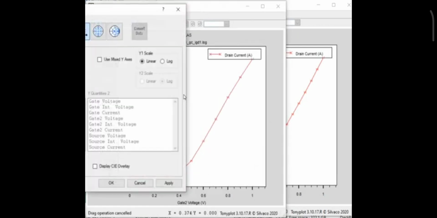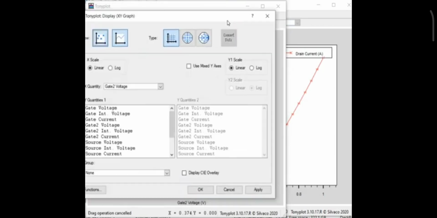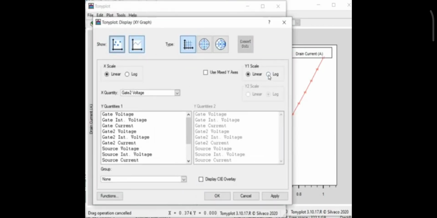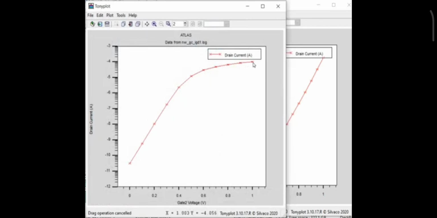Log file. The Y-axis is in log form. The maximum value of the current is approximately 10 raised to the power minus 4, and the off current is approximately between 10 raised to the power minus 10 and 11.